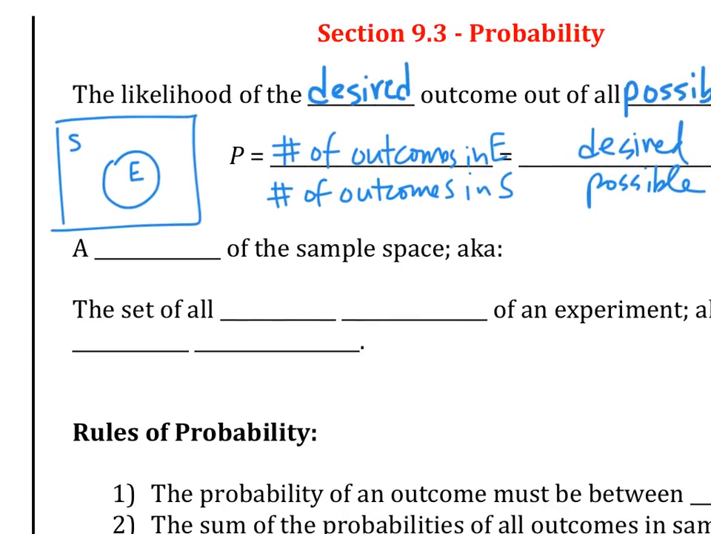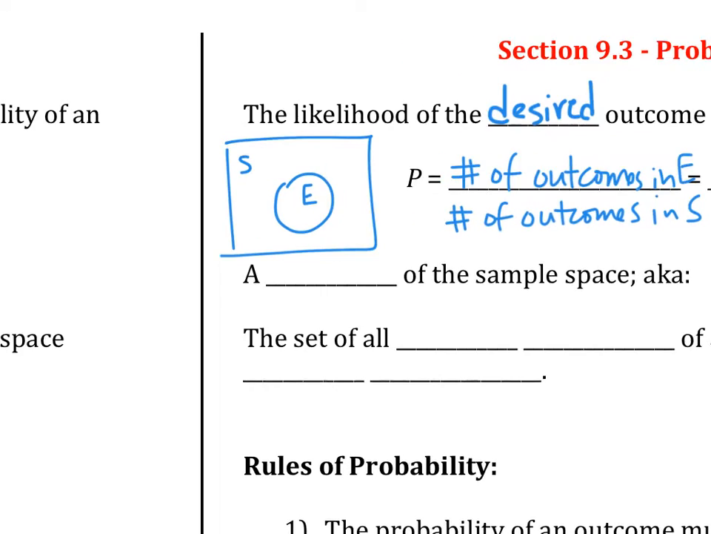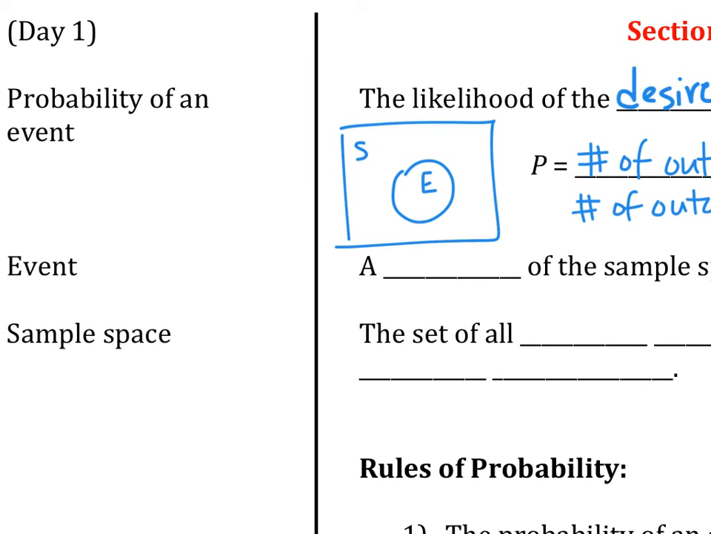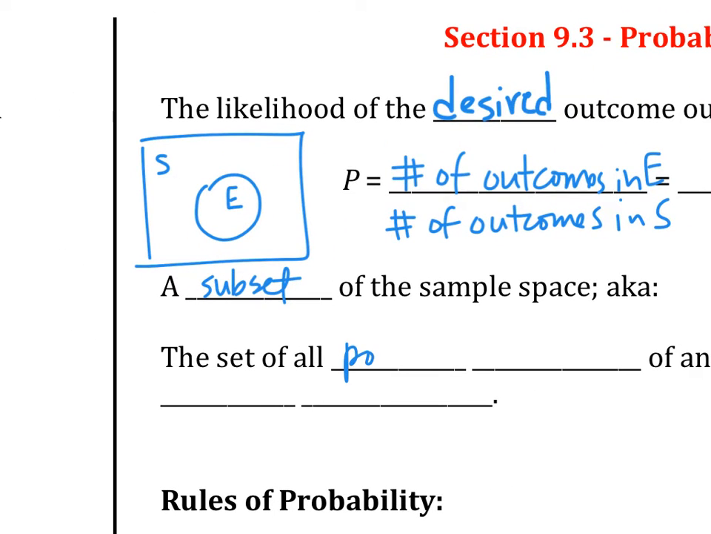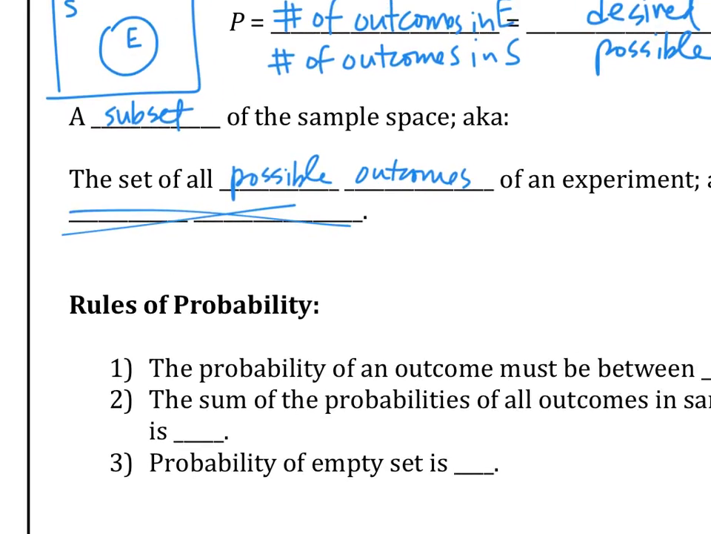Okay, let's talk about E a little bit. E is event. This is the subset of the sample space, which means the desired outcome. Sample space means the set of all possible outcomes of an experiment, and we're going to kind of ignore that.